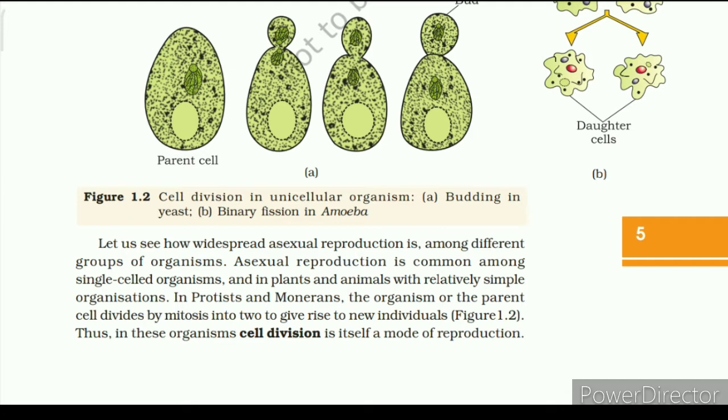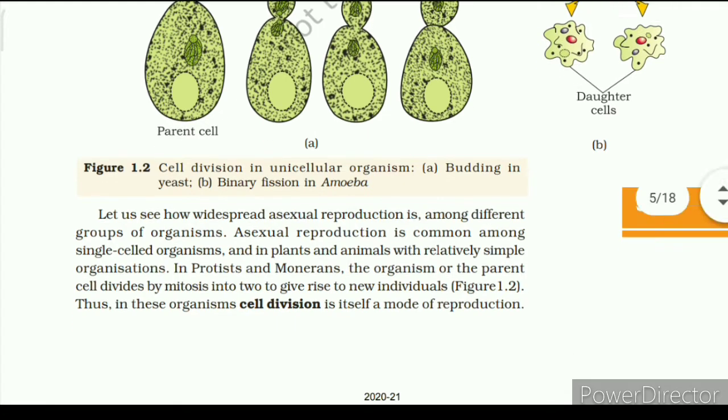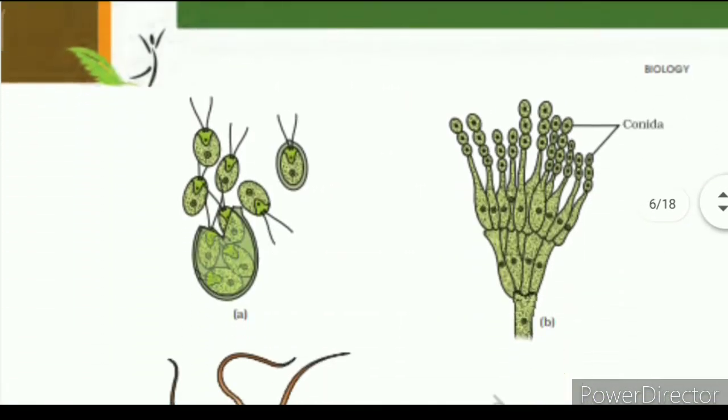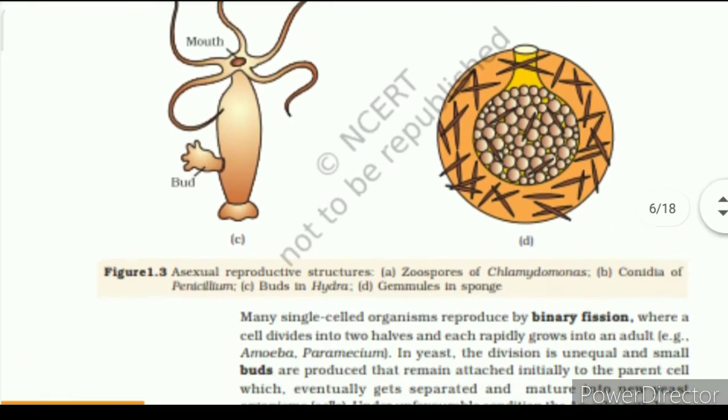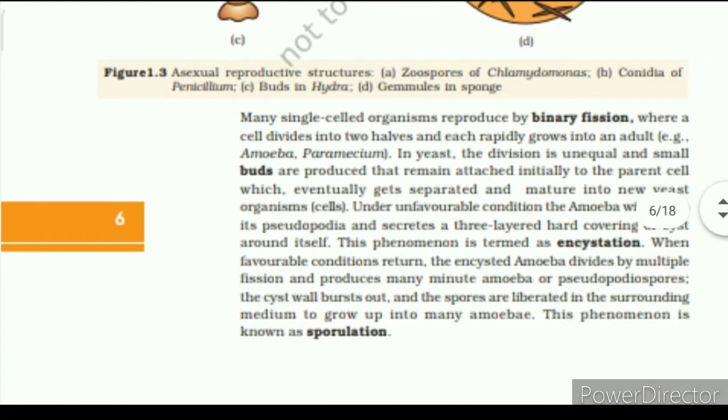In protists and monerans, the organism or the parent cell divides by mitosis into two to give rise to new individuals. Thus, in these organisms, cell division itself is a mode of reproduction. Many single-celled organisms reproduce by binary fission, where a cell divides into two halves and each rapidly grows into an adult. Example, amoeba and paramecium.